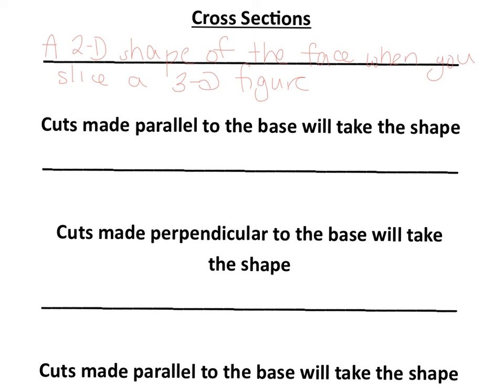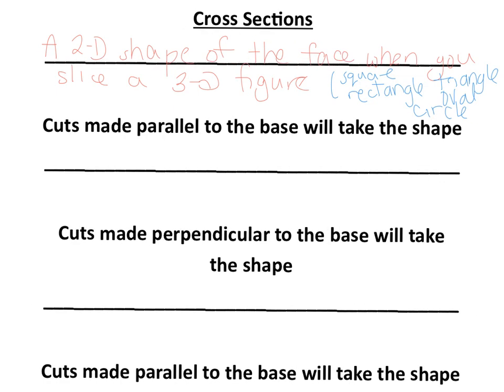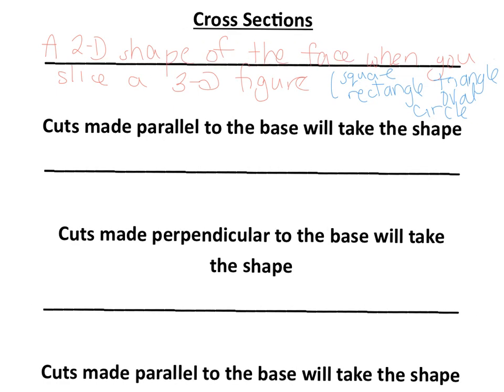This means that if you are asked what the cross section is, words that you would use would be square, rectangle, triangle, oval, circle, are all examples of possible cross sections.